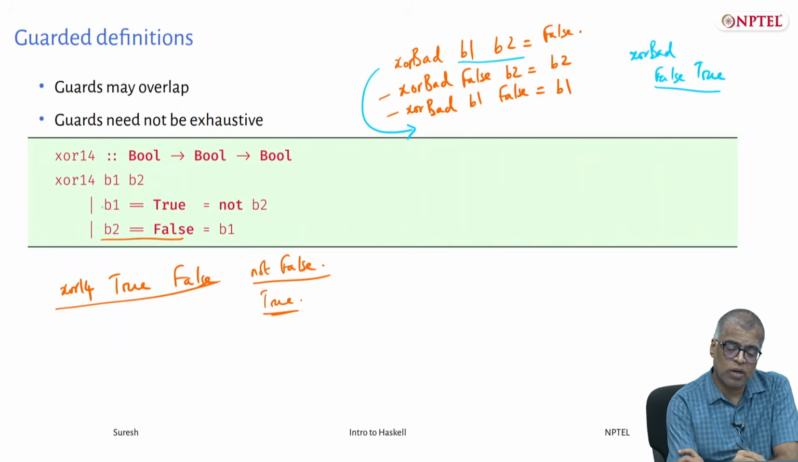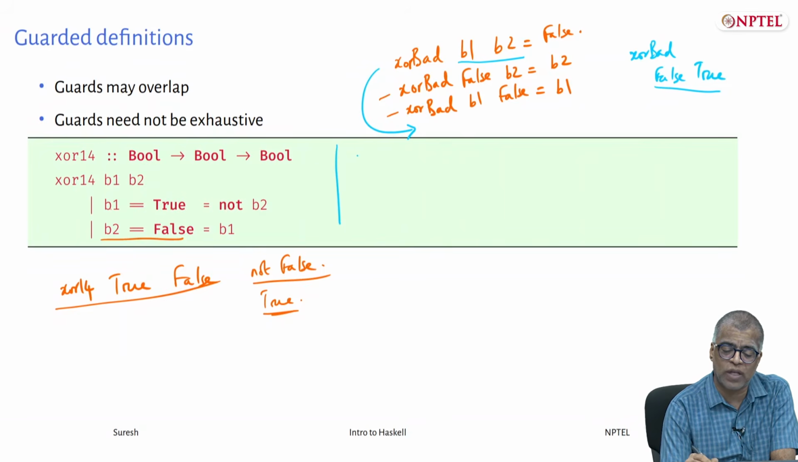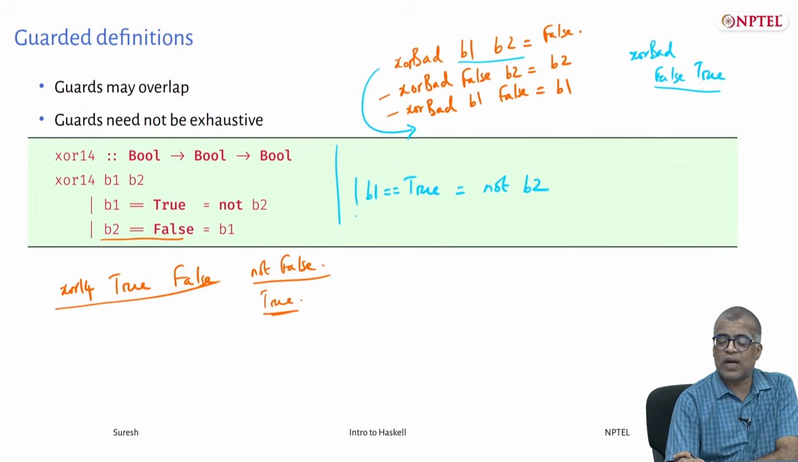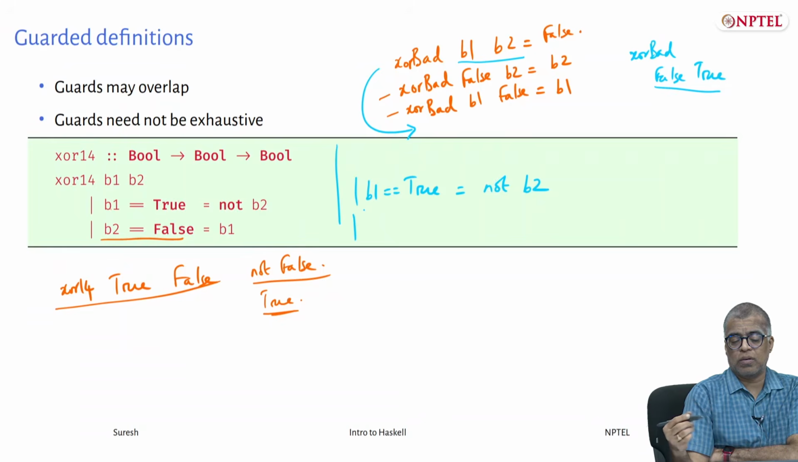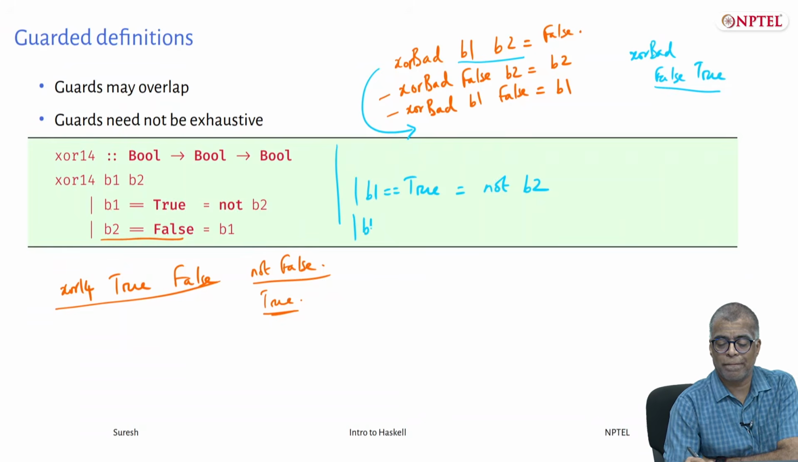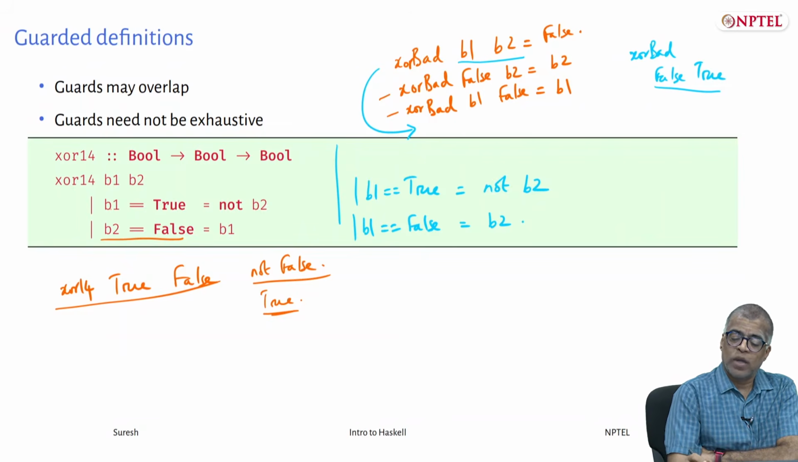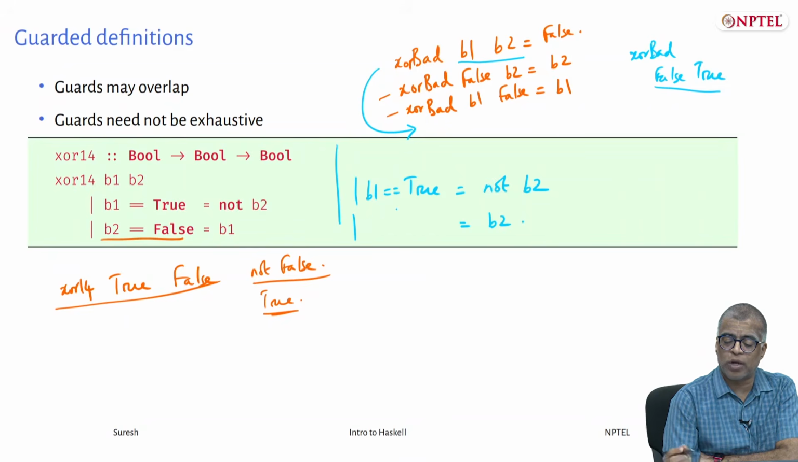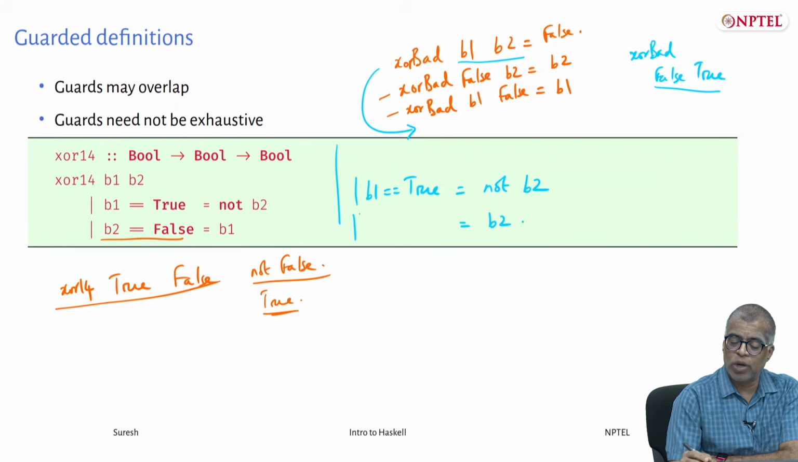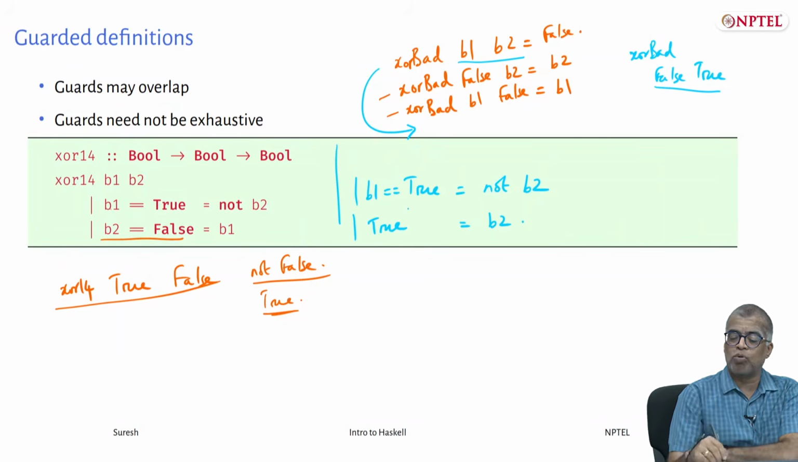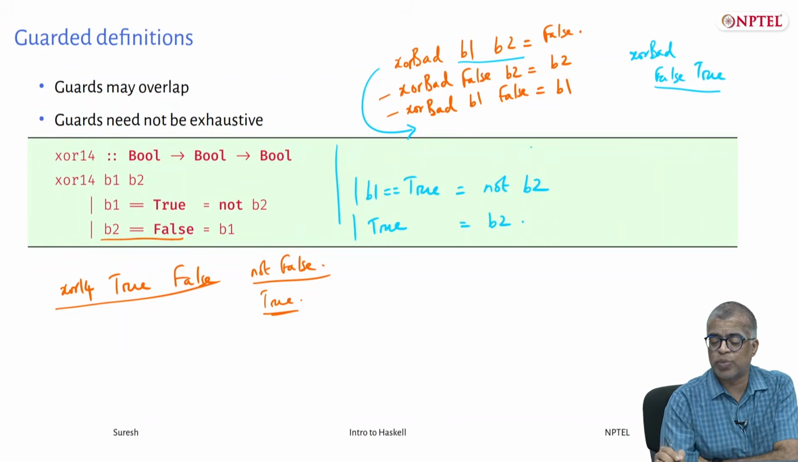For instance, here I could have a variant of XOR 14 where I say if B1 is equal to true, then return not B2. If this guard does not match, then this is a valid definition. But then if B1 is not equal to true, then it has to be the case that B1 equals false. So I don't even need to provide an actual Boolean expression here. I could just write it as true.